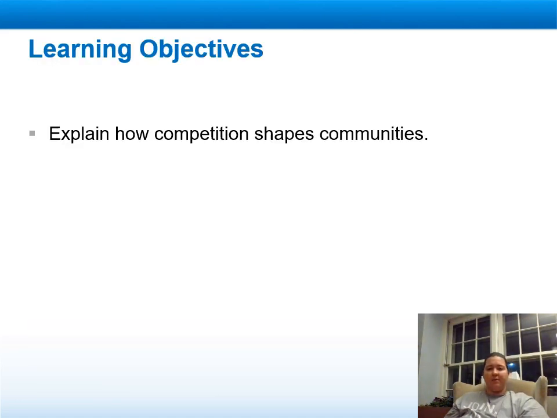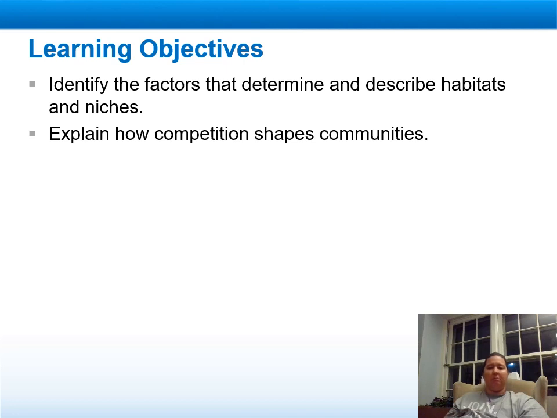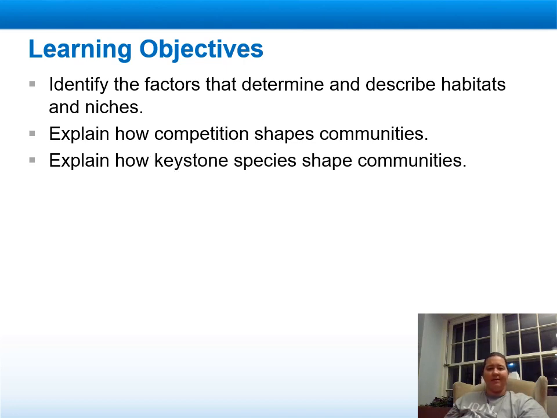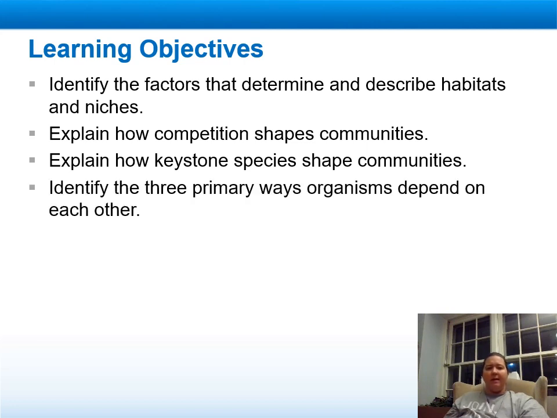Learning objectives. Explain how competition shapes communities. Identify factors that determine and describe habitats and niches. Explain how keystone species shape communities. And identify 3 primary ways organisms depend on each other.